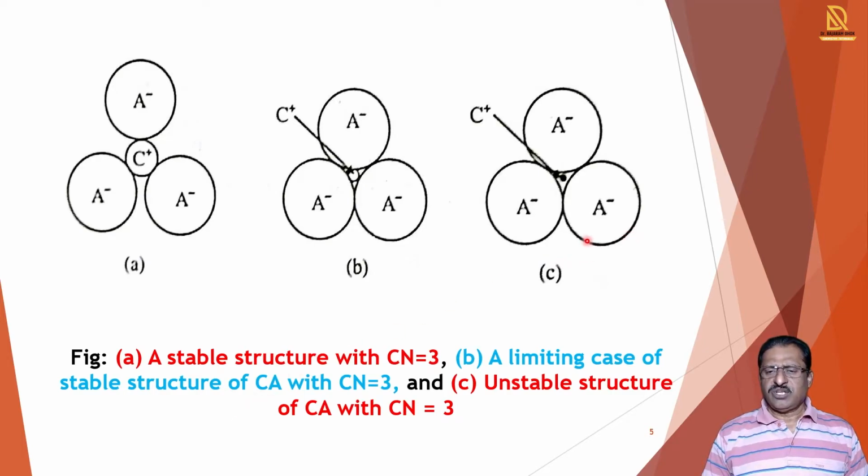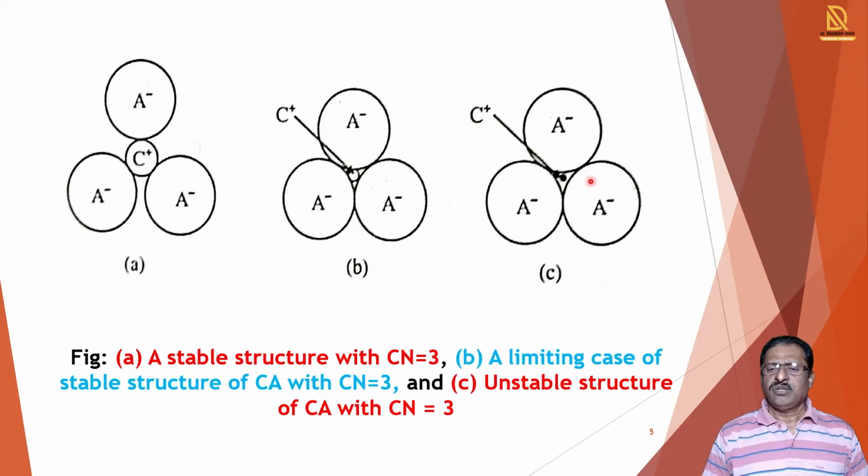Now we see the third case. In that, cation size is very small, so the cation does not touch the anion, but the anions touch each other. So in this case, the attractive force between cation and anion is less because they are not touching each other. But the anions have the repulsive force.